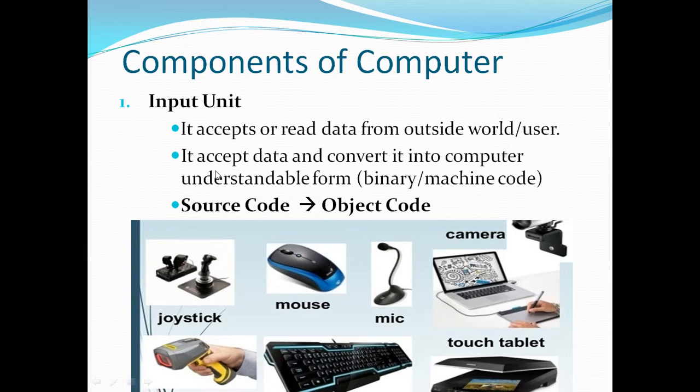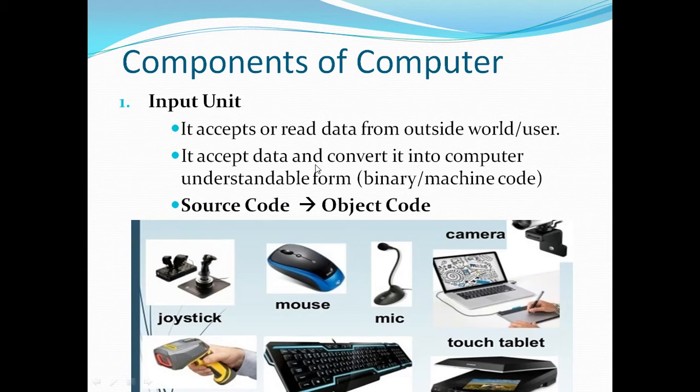Now the second important task is it accepts the data and converts it into a computer understandable form, that is binary or machine code. Everyone knows the computer understands only binary or machine language, that is in the form of 0 and 1. But we people give instructions in human readable form, which is not understood by the computer. So that instruction must be converted into machine code so that the computer will understand and process it.